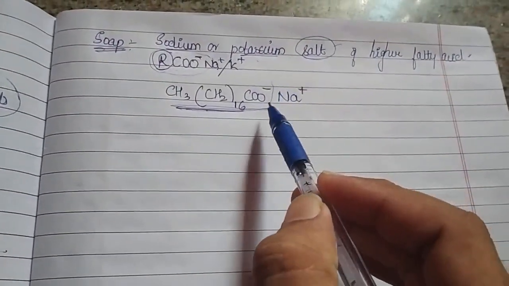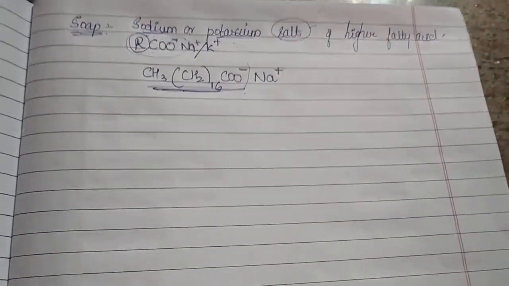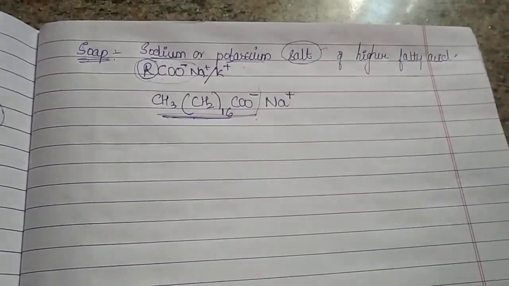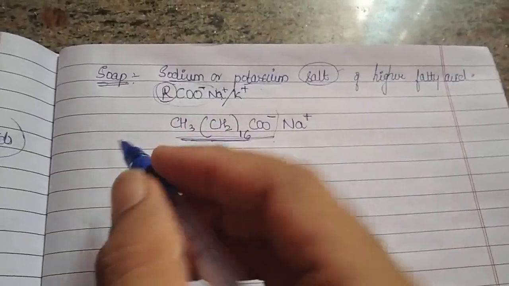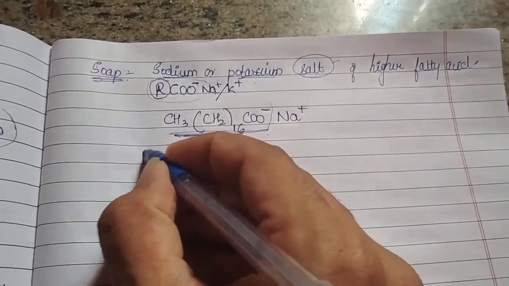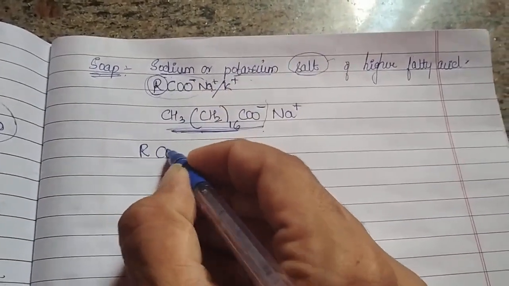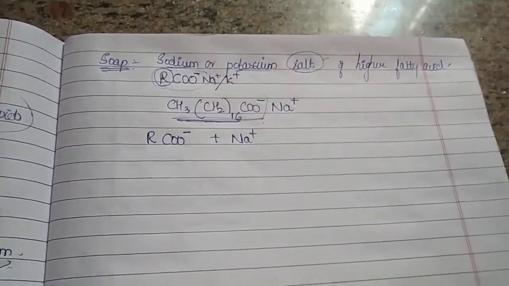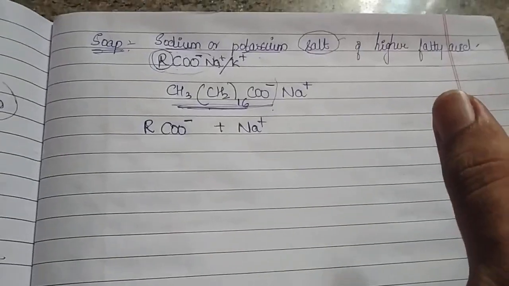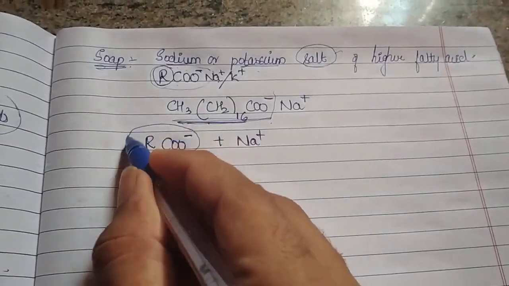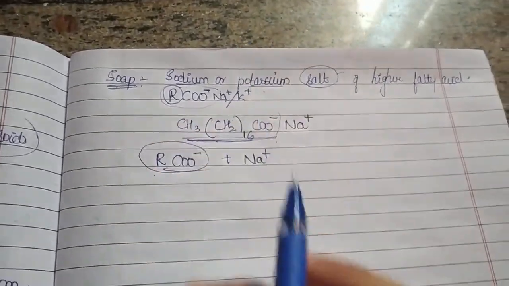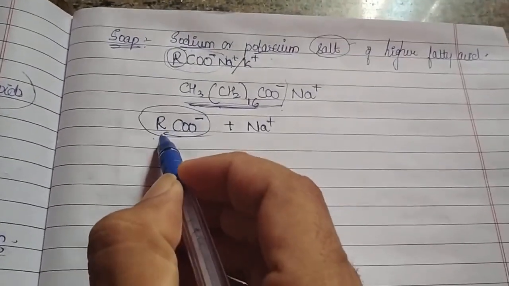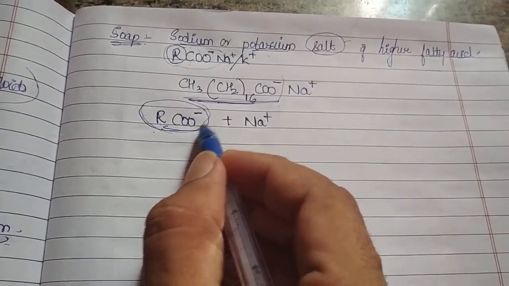Now the question arises: whatever soap we are using has this combination, but as soon as it comes in contact with water, Na plus and the anion part will split off. So when it is dissolved in water, RCOO minus plus Na plus is formed. This is the major thing. Whatever soap action we see is mainly due to this anionic part. So the cleansing action of soap and the formation of micelles depend on this RCOO minus part.